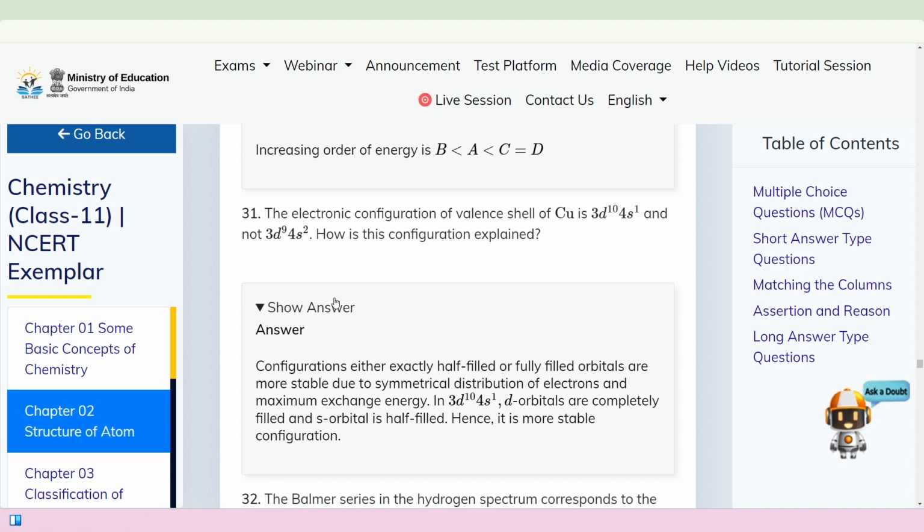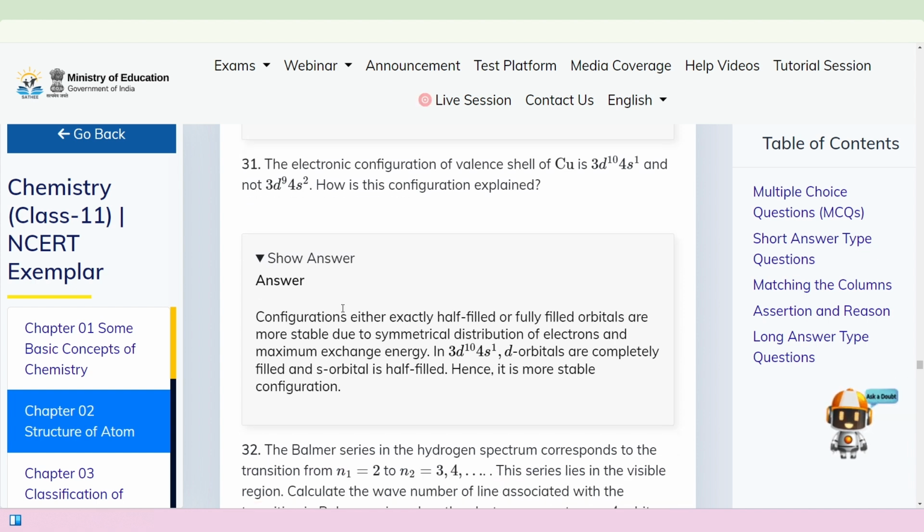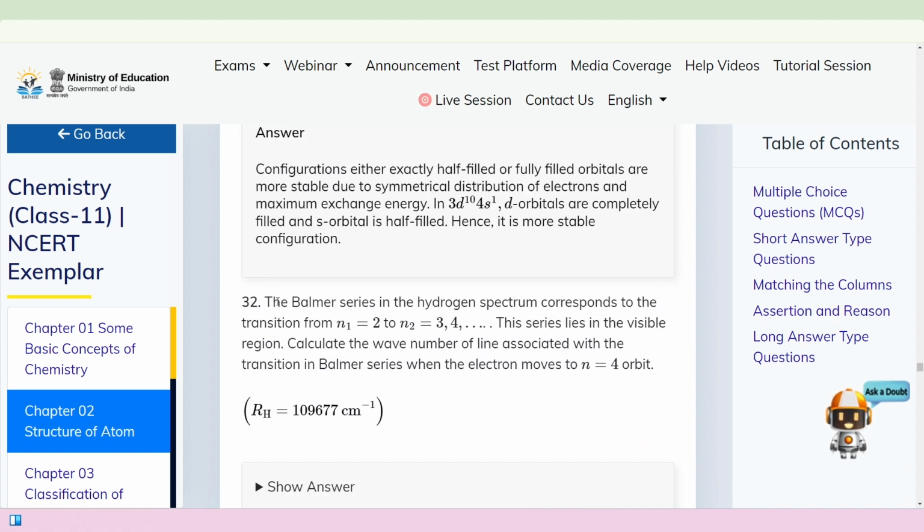Next question. The electronic configuration of the valence shell of Cu is 3d10 4s1 and not 3d9 4s2. What is the reason for this? Because 3d10 would result in a fulfilled orbital, and that will have extra exchange energy due to symmetrical distribution of electrons. So that is the reason it will be more stable. Or I would say that due to the symmetrical distribution, it has extra exchange energy. So this one will be more appropriate.